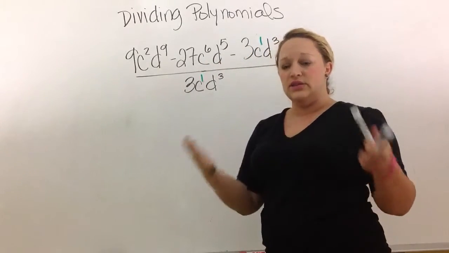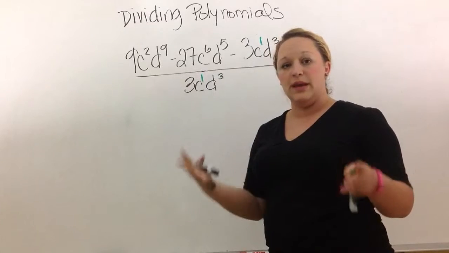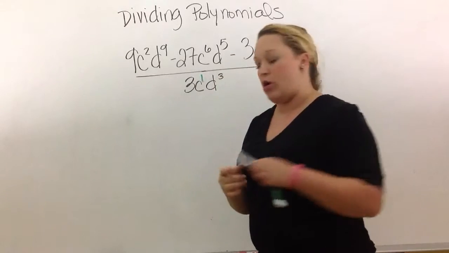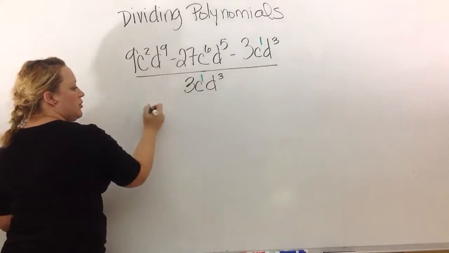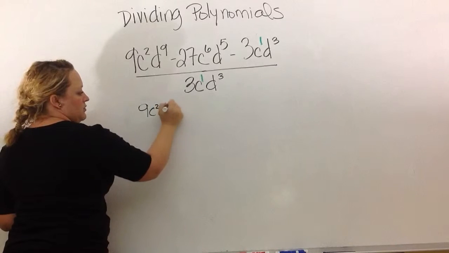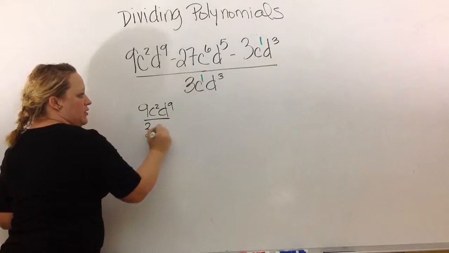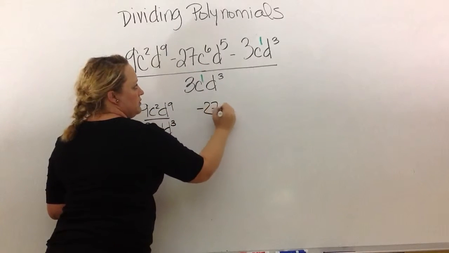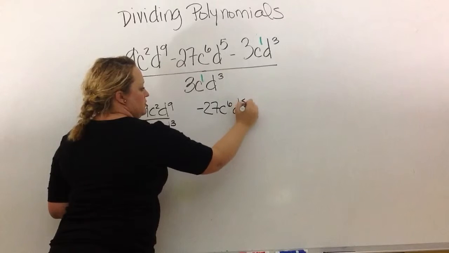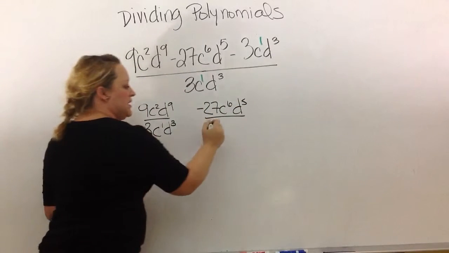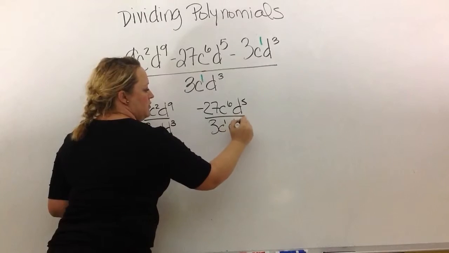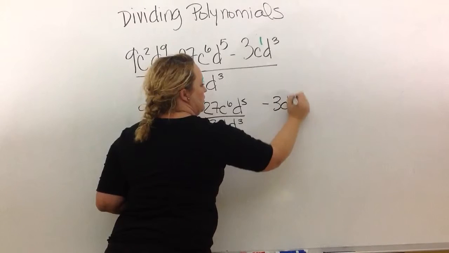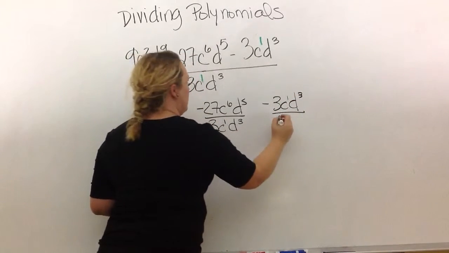So how I like to do this, and of course you don't have to, but I like to break up the problem to make it simpler. The denominator will be the same. We're going to put it into 3 separate problems. So we're going to write our first term right here, and we're going to divide it by the denominator. We're going to take our second term right here. We're also going to divide it by that same denominator. We're going to take our last term over there, and we're going to divide it by that same denominator.